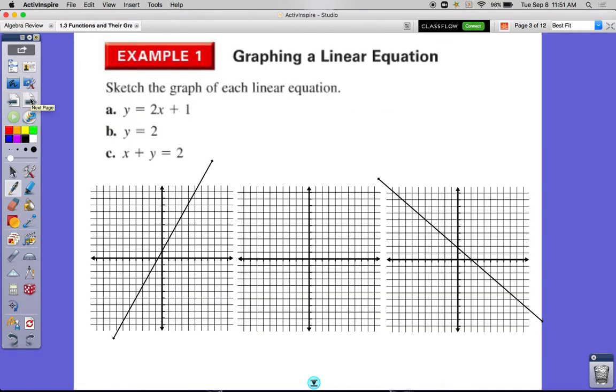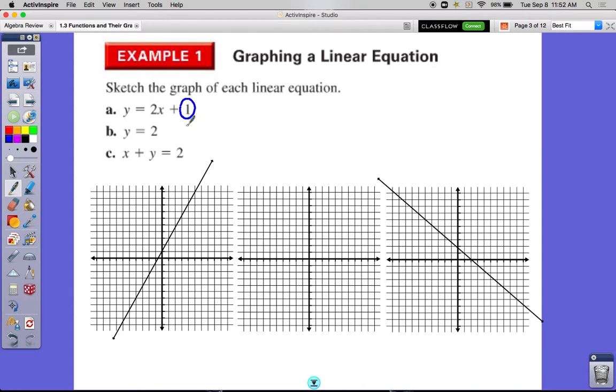So let's take a look at a couple of examples in graphing. Example 1, we're going to sketch the graph of each one of these. And we have 3 methods for you in which we can graph. The first one, A, is in the form y equals 2x plus 1. So the easiest way to graph equations like this is to literally start at the y-intercept. In this case, the y-intercept is 1.